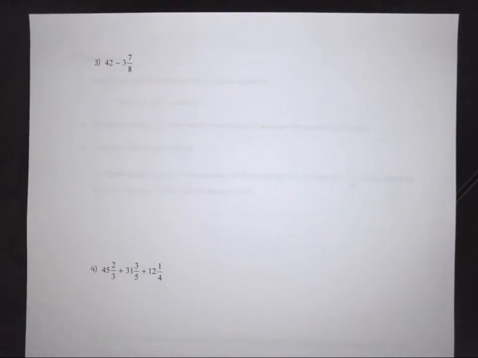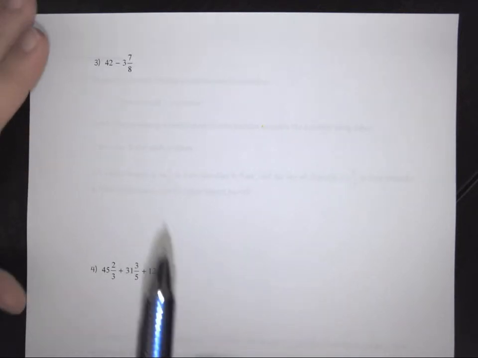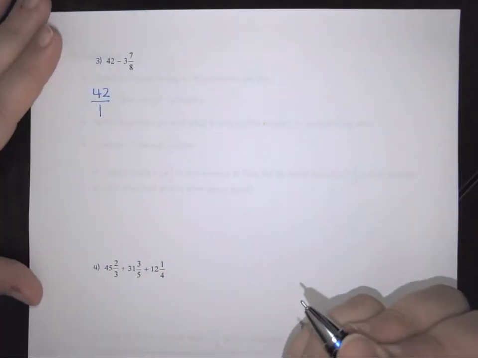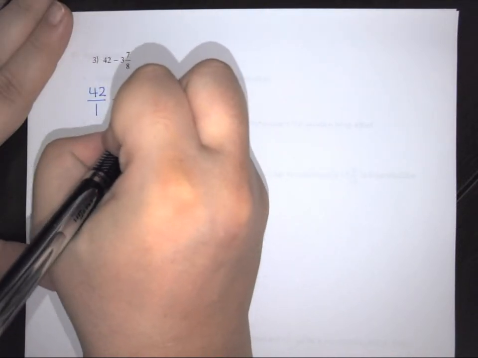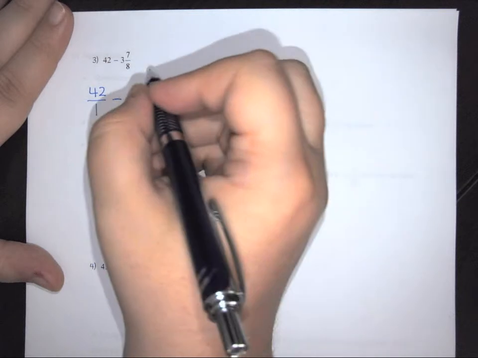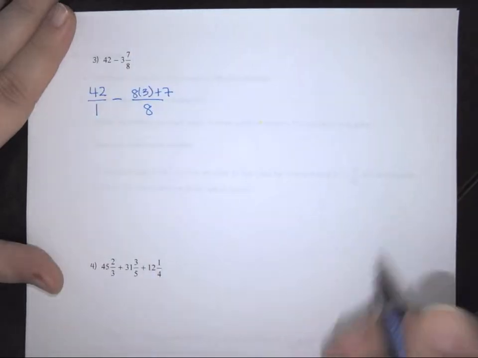Okay, let's look at another one. So here I have 42 minus 3 7/8. If I remember, this is going to end up being 42 over 1, because any whole number is actually over 1. And then I'm going to subtract away. My denominator is an 8. 8 times 3 plus 7. So bottom times the big number plus the numerator.